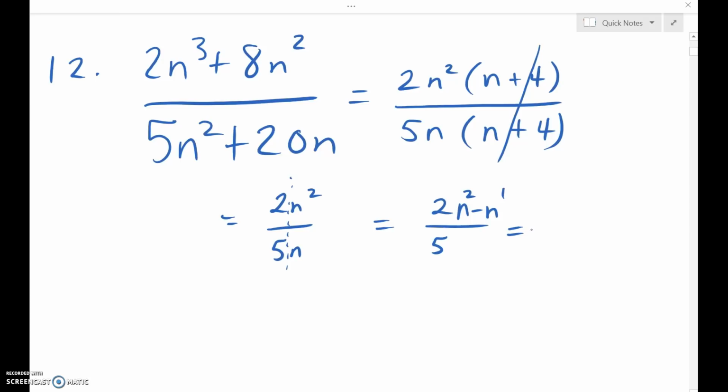Now, I'm sorry, I misspoke. Let me try this again. This is like n to the 2 minus 1. That's how that would work. So you're only subtracting their exponents. You're not actually subtracting the n's themselves. So 2 minus 1 would leave me with 1n and then my 5 on the bottom. And this is my simplified expression. Again, how do I simplify like bases? I subtract their exponents when I'm dividing.